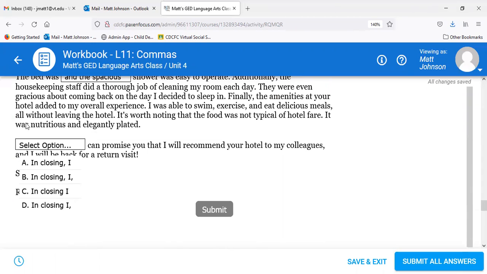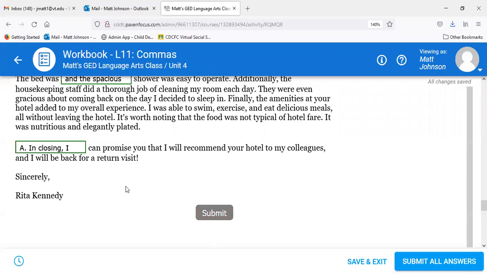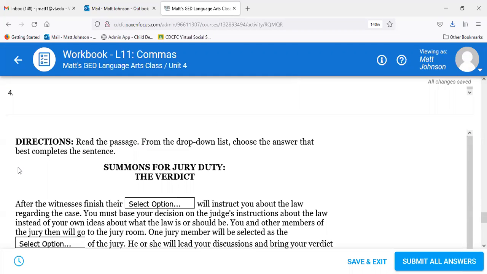A. A. Another introductory statement. A simple one. You'll see that a lot too, like in conclusion, in closing are pretty common. That's another word you can kind of look for that will set off an introductory phrase or clause. Okay, and our last one here.